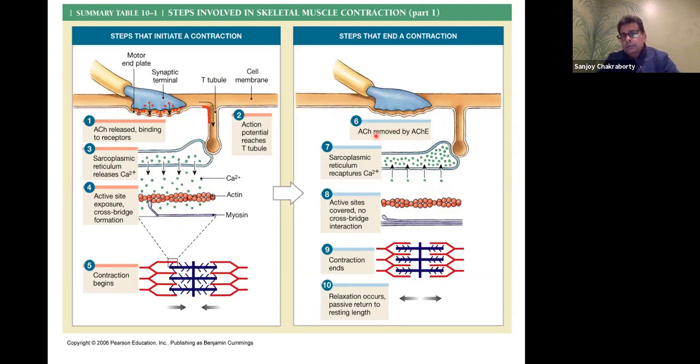On the other hand, a fraction of a second later, ACh is removed by acetylcholinesterase, the enzyme right there. Once it is removed, the signal goes back, so the calcium is recaptured into the sarcoplasmic reticulum, the active site is covered because tropomyosin comes back, and then no cross bridge, contraction ends. But then relaxation is basically a passive return to the resting length. Remember, muscles are attached to the bone by a piece of tendon. So when the tendon gets stretched, it goes back to its original position, taking the muscle back to the original location. That's muscle contraction.